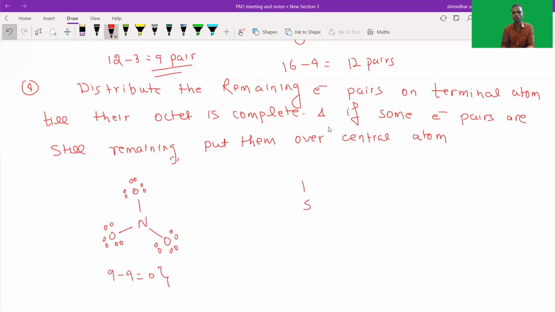Here in the case of SO4 2 minus, it requires 3 electron pairs for its octet to become complete. It also requires 3 electron pairs, it also requires 3 electron pairs, and it also requires 3 electron pairs. So here total 12 electron pairs have been utilized, and we can see only 12 electron pairs were there. So all of them are utilized. None of the electron pairs is remaining. Okay. So this is the fourth step. Clear?